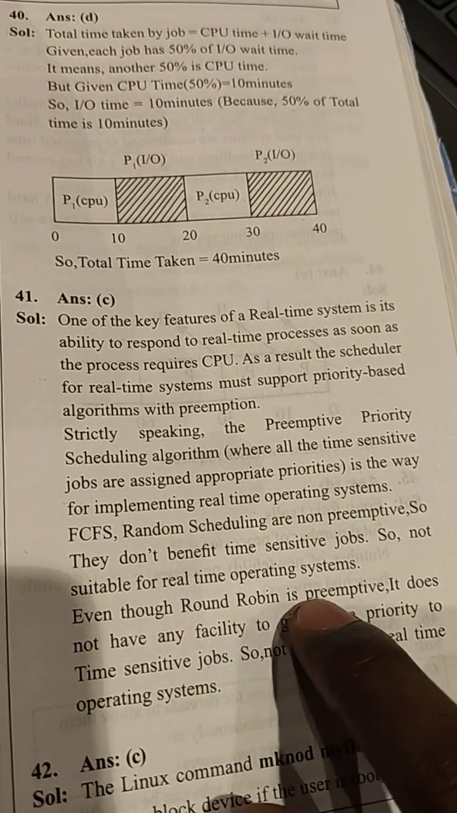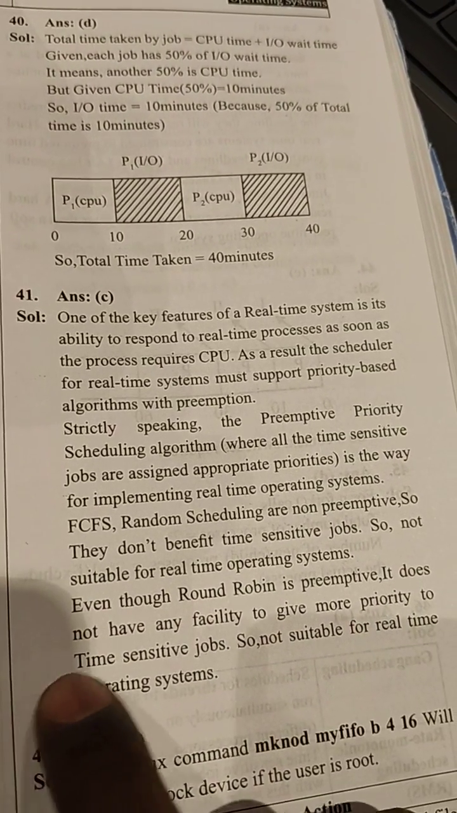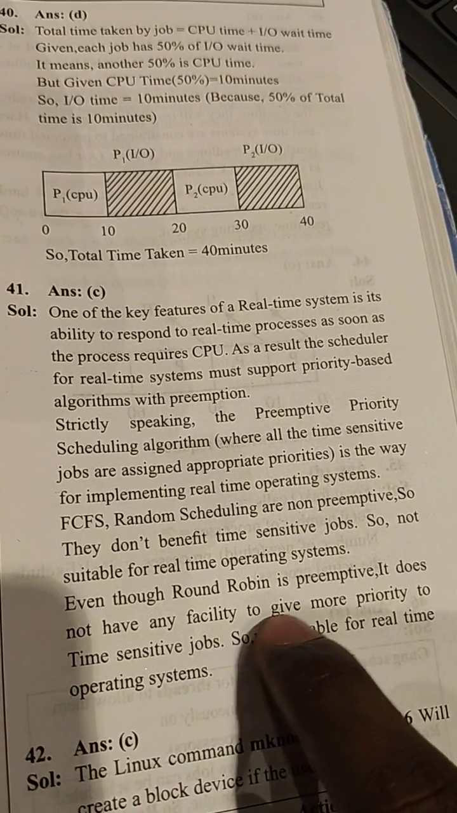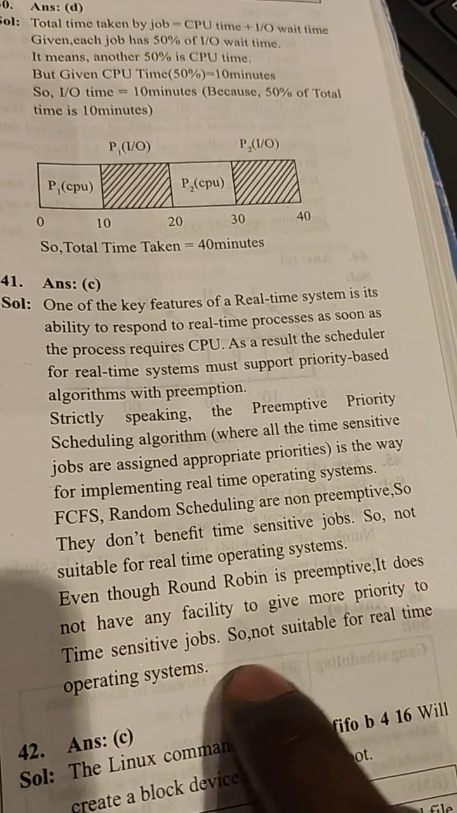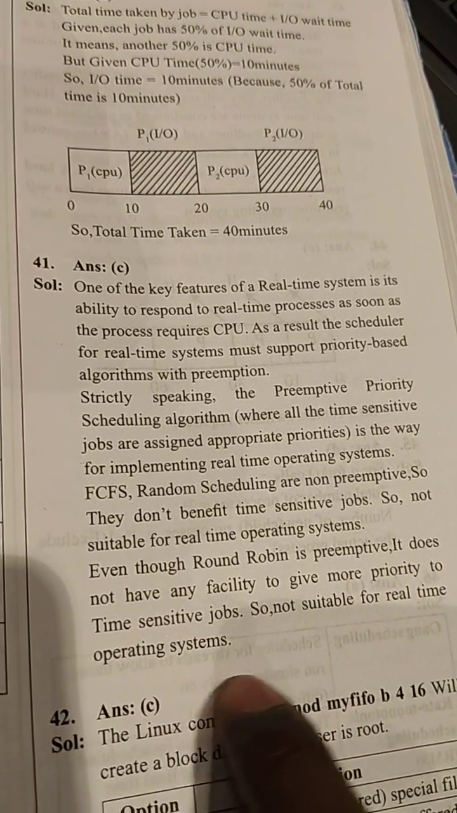Even though round-robin is preemptive, it does not have any facility to give more priority to the time-sensitive jobs, so it is not suitable for real-time operating systems.